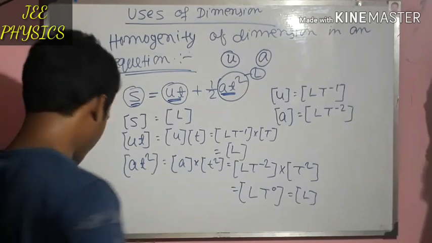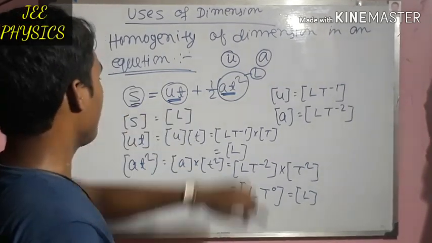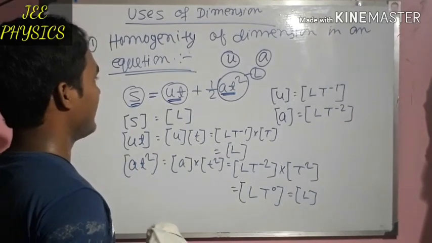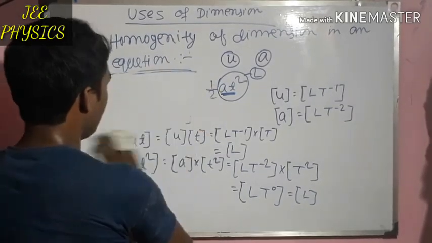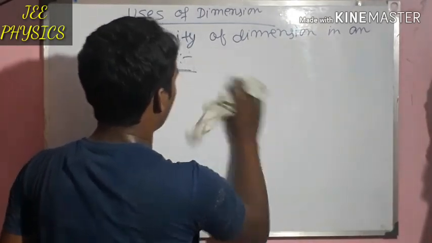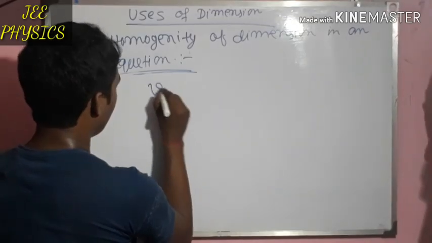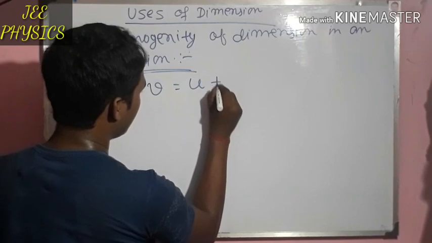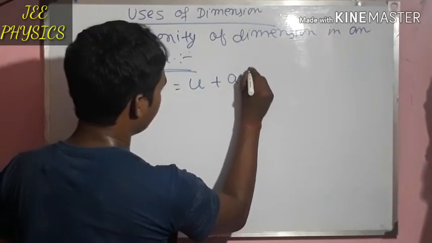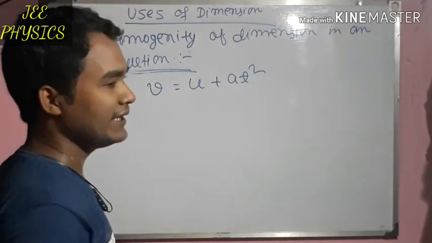So at square also has dimension L. So we get that in the equation s is equal to ut plus half a t square, all quantities have the same dimension. Now let's have another equation. Write this equation: v equal to u plus a t square. Now is this equation dimensionally correct? Check it with the principle of homogeneity of dimension in an equation.